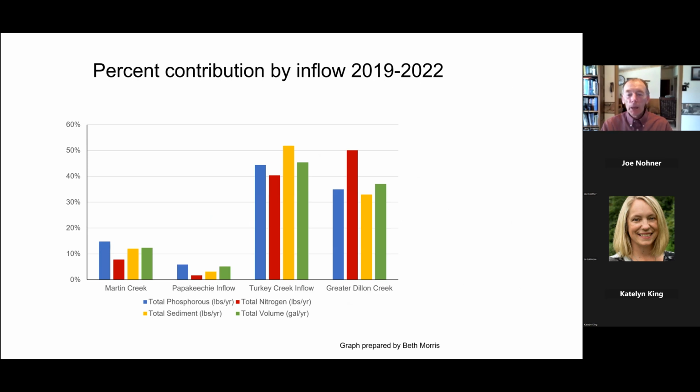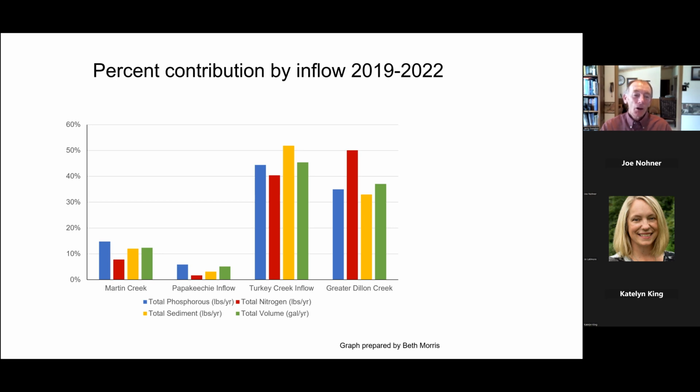So this is a graph that was prepared by Beth Morris, who's the chair of the ecology committee, and I modified it slightly, but just to give you some idea of the value of this data. This is 2019 through 2022, and this represents the percent of phosphorus or nitrogen in sediment, depending on the color of the bar. The blue is phosphorus, the yellow is sediment in pounds per year. Total nitrogen pounds per year is red, and total flow is in the green.